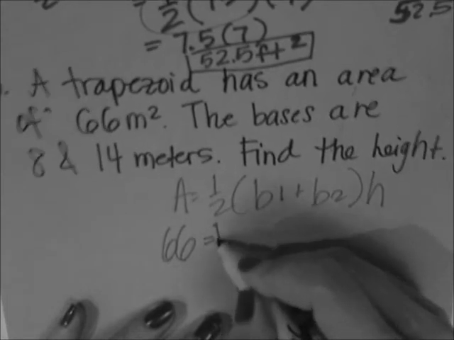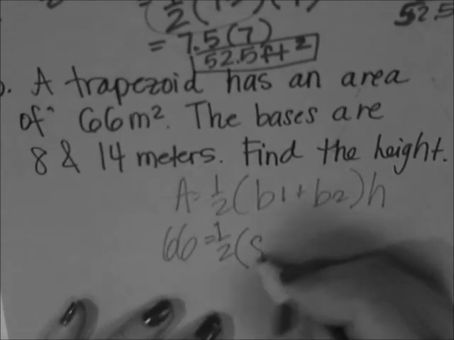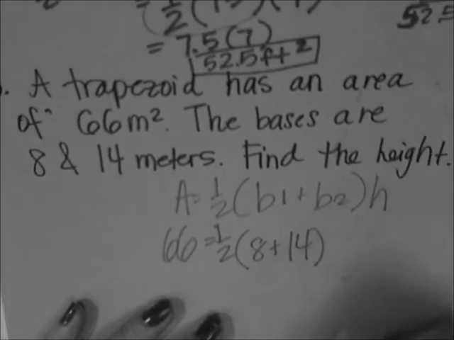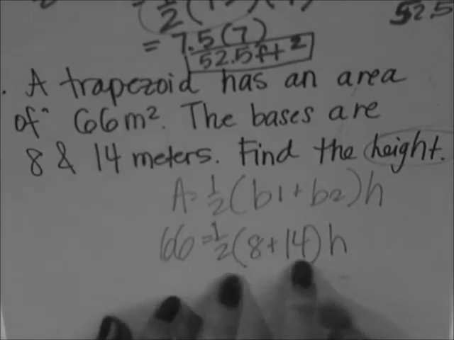Okay, I bring down the half because that's just part of the equation. They tell me that base 1 is 8. They tell me that base 2 is 14. And height is what we're looking for, so we're going to leave it alone. Okay, let's simplify 8 plus 14.